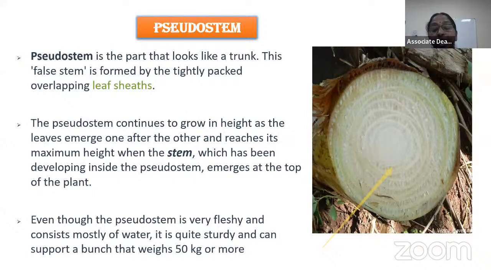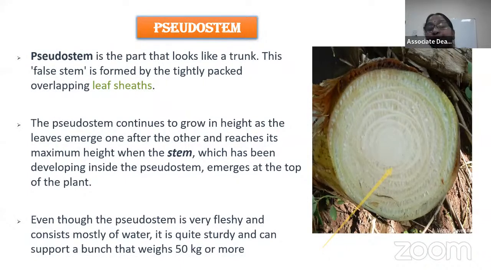Even though the pseudostem is very fleshy and consists mostly of water, it is quite sturdy and it can support a bunch that weighs 50 kg or more. That is the strength of the pseudostem.